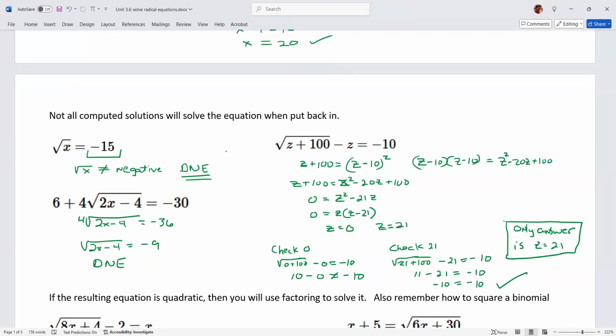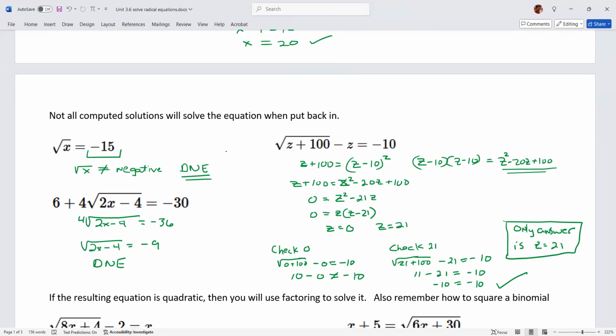So here, let's look at a couple. You can see the work. I had to add z to isolate the radical. So on the right, it gives me z minus 10. And then when I square both sides, I just get the radicand here, z plus 100, and then I have z minus 10 squared. Remember, z minus 10 squared is z minus 10 times z minus 10, and if you multiply that all out, you get z squared minus 20z plus 100. So I've replaced that with z squared minus 20z plus 100.